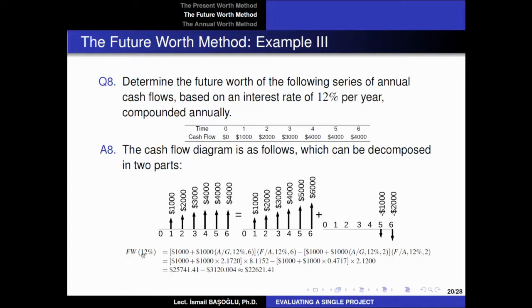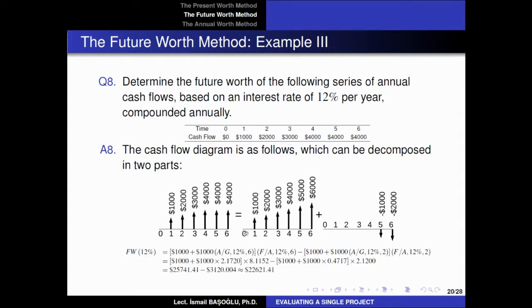And the future worth under 12% interest rate is going to be computed by calculating the future worth of these two decomposed parts. Now, if you calculate the net cash flow diagram by summing up these two cash flow structures, you are exactly going to get this value. So if you subtract 1,000 from 5,000, and if you subtract 2,000 from 6,000, you are exactly going to get this constant $4,000 at the end of year 5 and year 6.